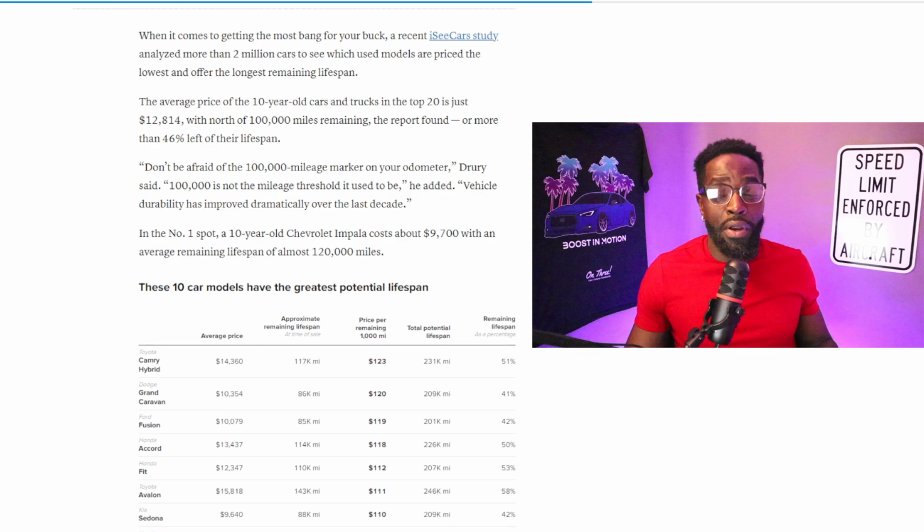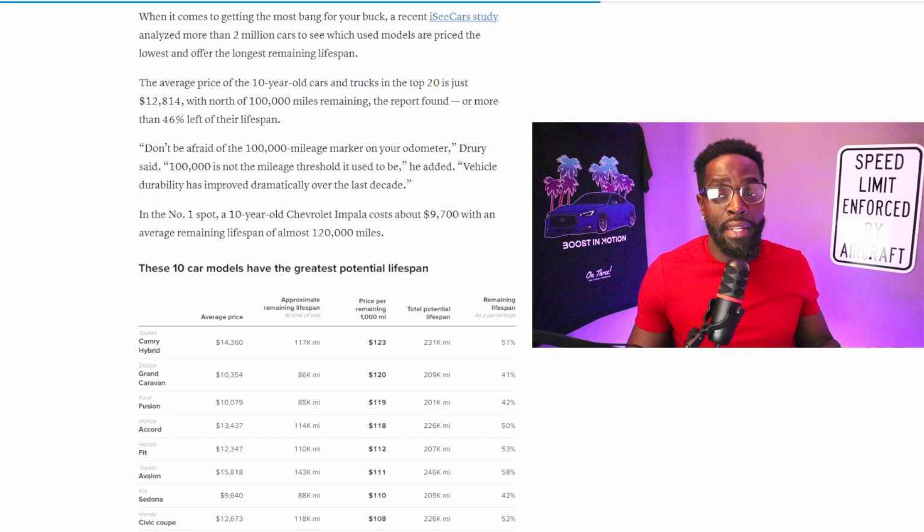So the average price of a 10-year-old car or truck in the top 20 is just $12,814, with north of 100,000 miles remaining. Don't be afraid of a 100,000 mile marker on the odometer. 100,000 is not the mileage threshold to be used. Vehicle durability has definitely improved over the last decade.